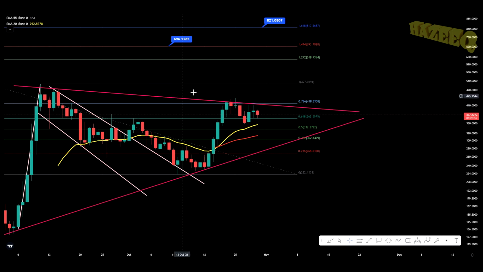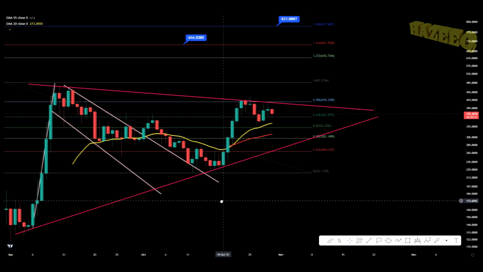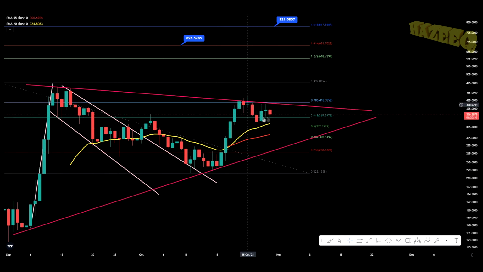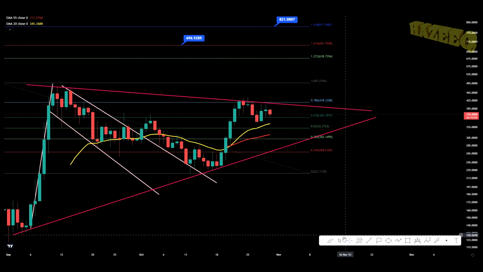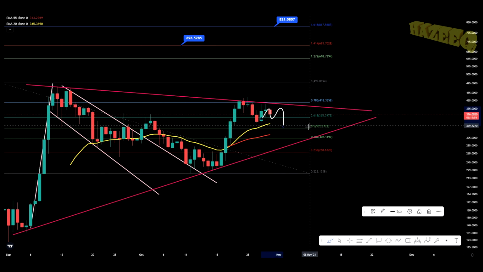So we do have the fib set up from the swing high over here to the swing low in October. And right now we're being squeezed in between the EMAs, the golden ratio, the resistance line, and the 0.786. So a lot of things are squeezing the price into one little tight area until we get that break towards the upside. Obviously, what can happen is we can break to the downside.